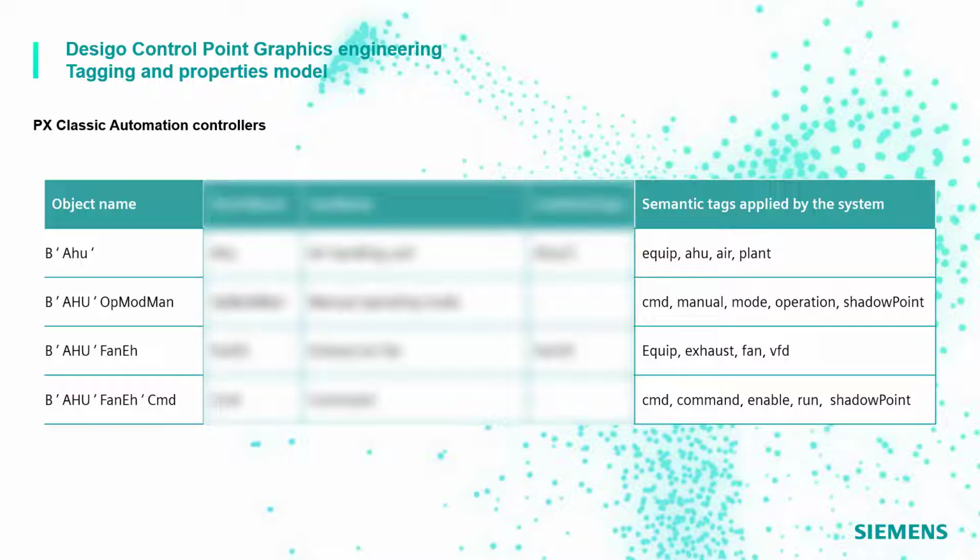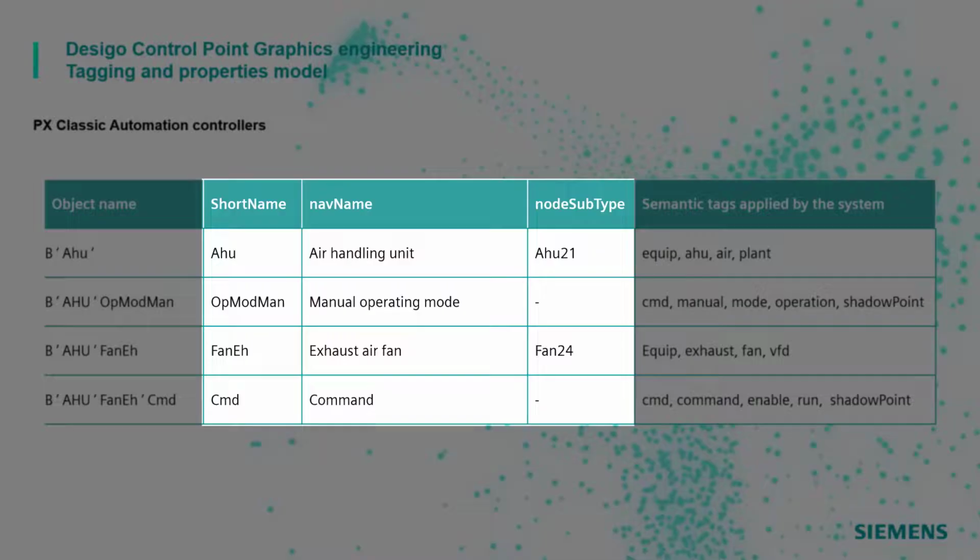in terms of maintenance. For that reason, a more precise way to identify elements in the system has been defined: the short names, the navigation names, and the node subtype properties.